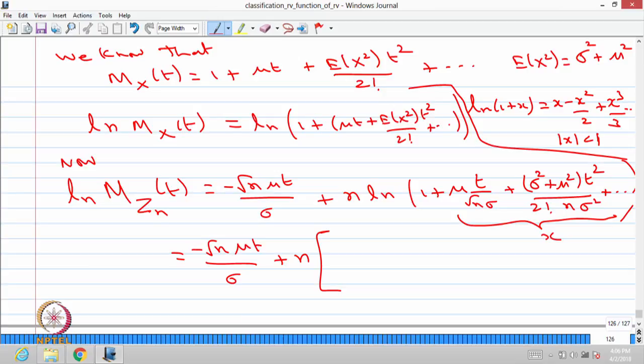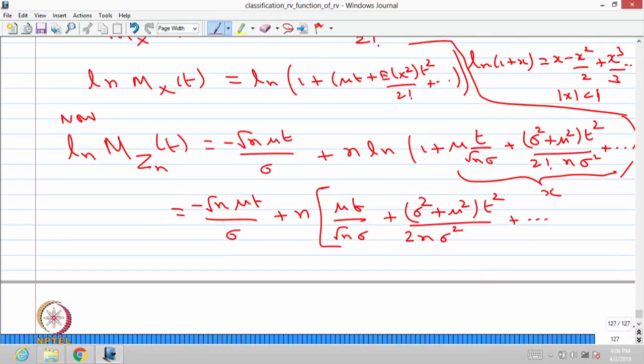so the first term in the x, that is mu t divided by square root of n sigma, plus sigma square plus mu square t square divided by n sigma square, 2 factorial is 2. I am not going to write other terms of x, I leave it as it is.